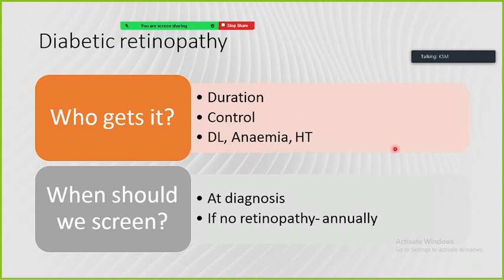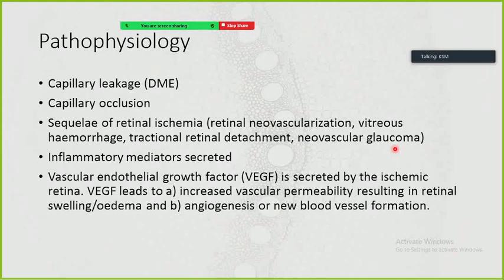Then diabetic retinopathy, who gets it? Diabetes with longer duration, poor control, and associated risk factors are more prone to get it. When should we screen? At the diagnosis, and if there's no retinopathy, annually for people with the best prognosis. I'll just rush through because it's a separate topic in itself. Why does it happen?